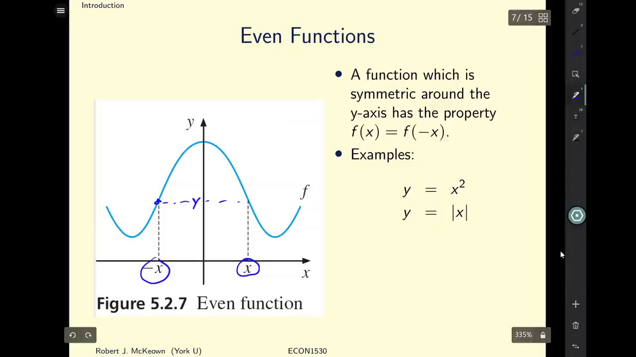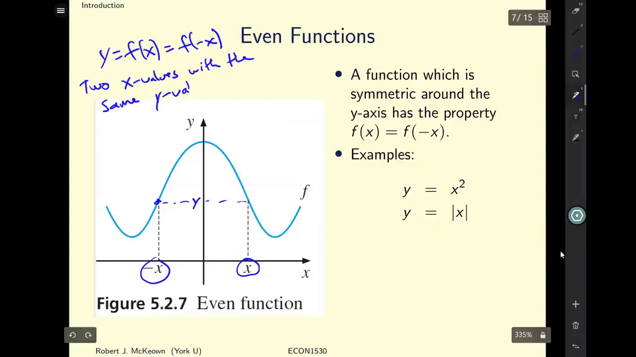Well, we see that y is equal to f of x, but also y is equal to negative f of x. So there are two x values with the same y value. Right? Remember when we were talking about one-to-one functions? To bring it back to that, is this a one-to-one function?